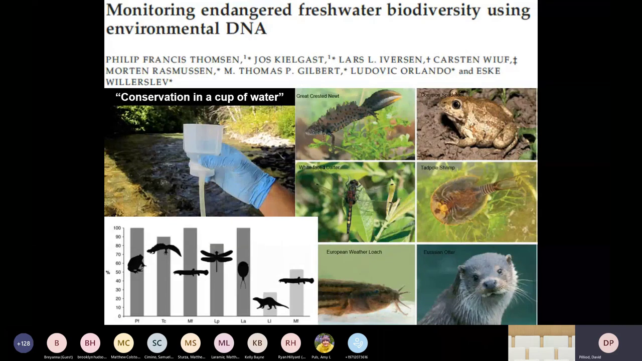Things really got noticed in about 2012 when a group of scientists from Denmark, led by Philip Thomsen, did the first community level study. They were looking at diversity of a number of organisms, including some mammals and invertebrates as well, and in different waterways. And David Lodge put it quite well. He called it revolutionary in conservation in a cup of water. The idea that we could assess whole communities of organisms with water samples using eDNA techniques was exciting.